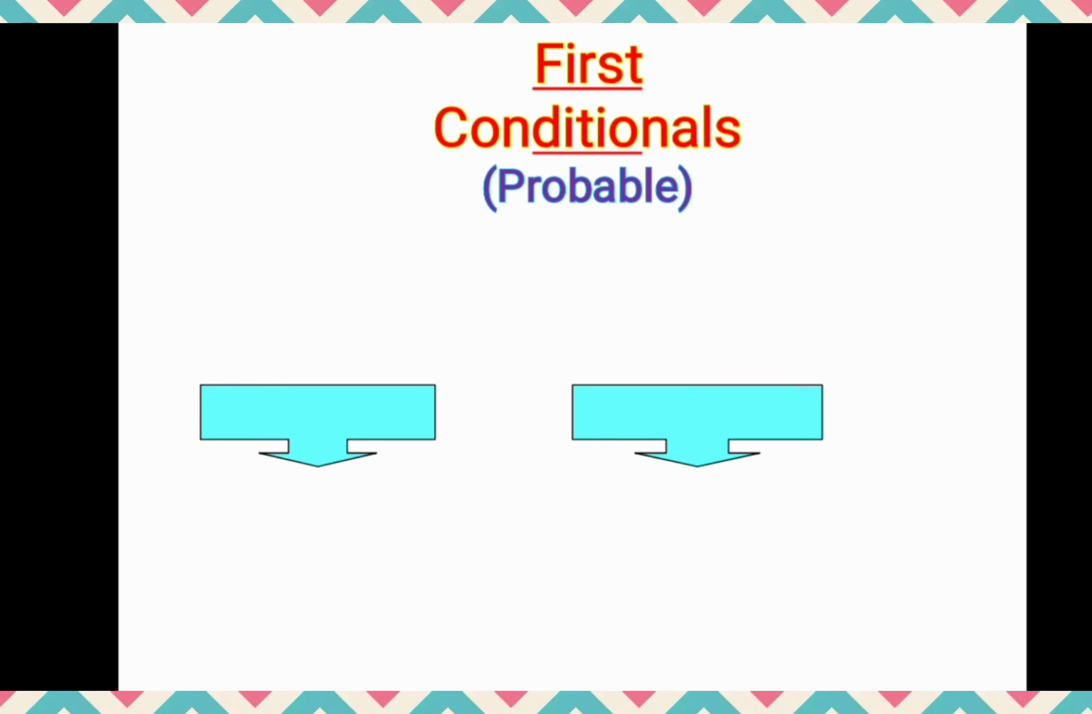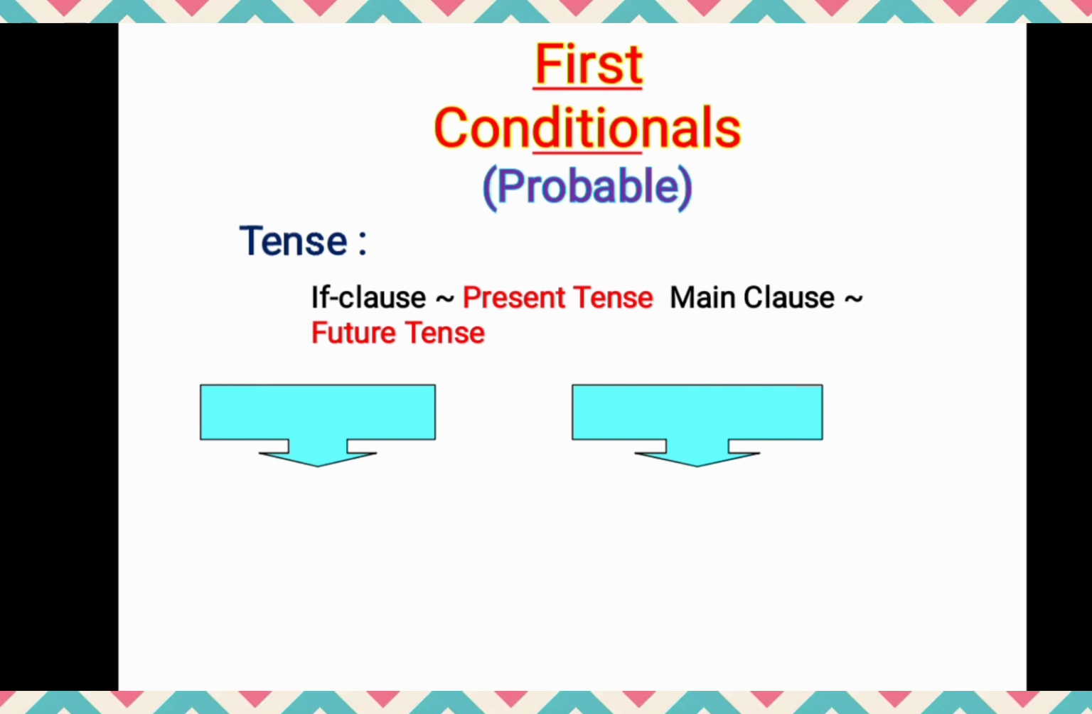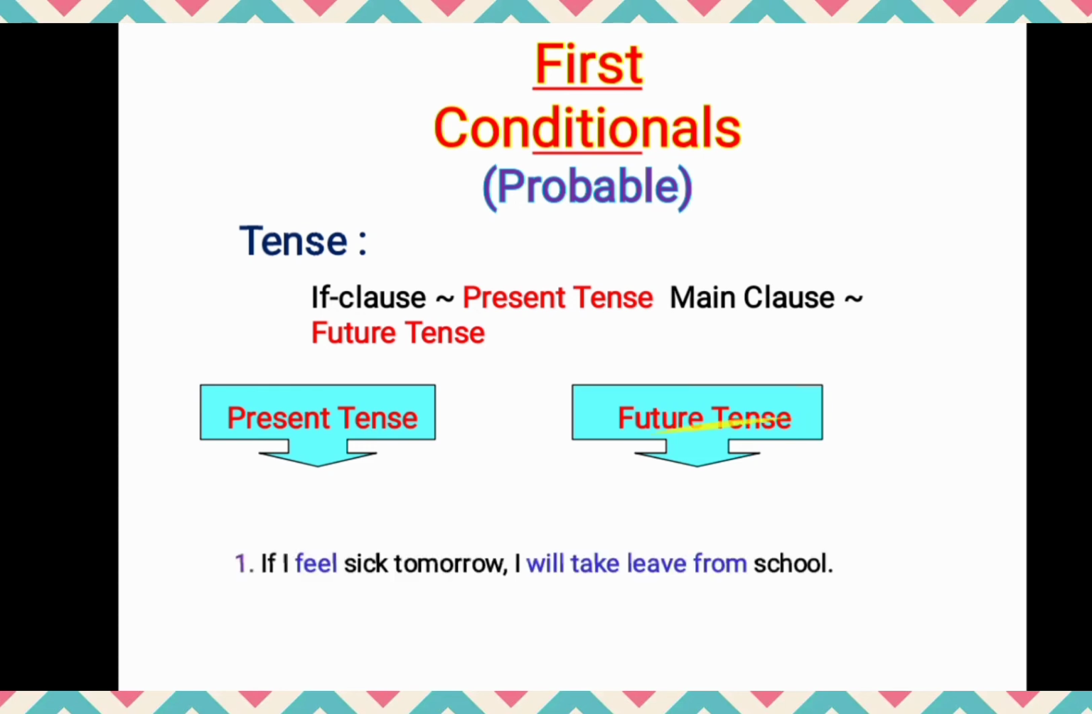And the second type of conditional sentences is the first conditional. The word probable is mandatory in first conditional. Okay. First of all, I will discuss the tense. If clause: present tense; main clause: future tense. Present tense, future tense.